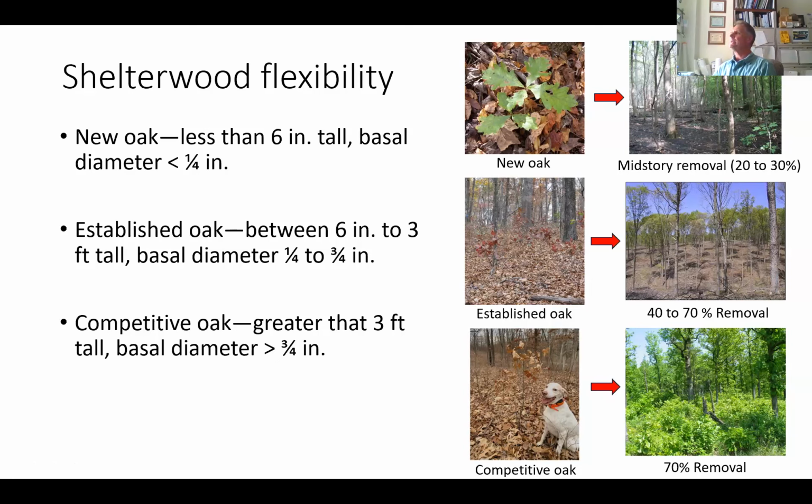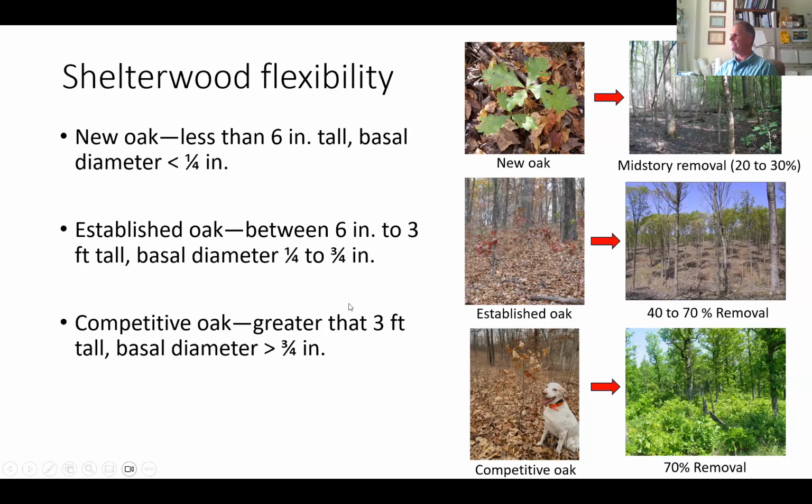When we do that, we can allow those new oak seedlings to grow bigger root systems and become taller, and to become what we call established oaks in the established oak size class. Established oaks are between 6 inches and 3 feet tall. They generally have a basal diameter from about 1/4 to 3/4 of an inch. And these are the much more competitive oaks in this size class.